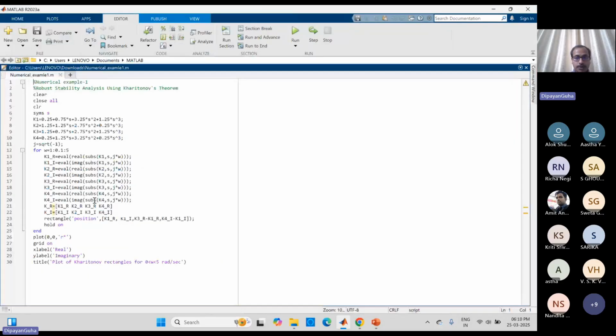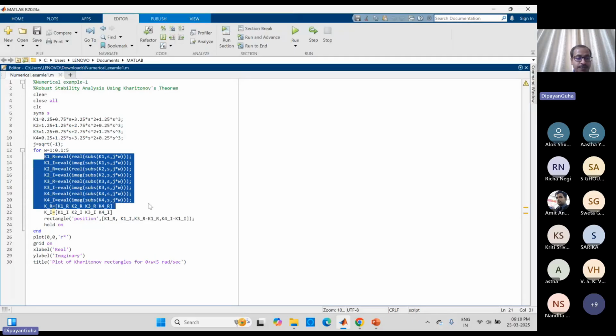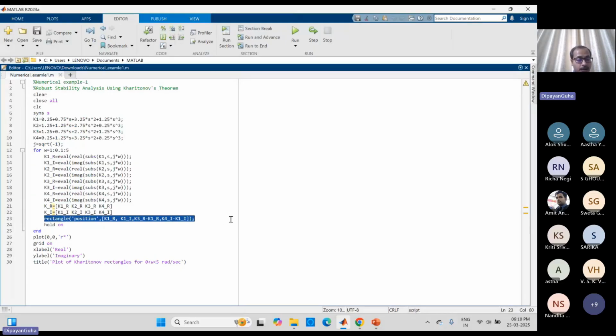Okay, so we have followed the same steps which I have mentioned in my PPT. We defined the 4 Kharitonov polynomials, which were calculated from the given interval equations. Then, by substituting s equal to j omega, we separated the real and imaginary components of K1, K2, K3 and K4, and then by using this single line, we can plot the Kharitonov rectangles for a given frequency.